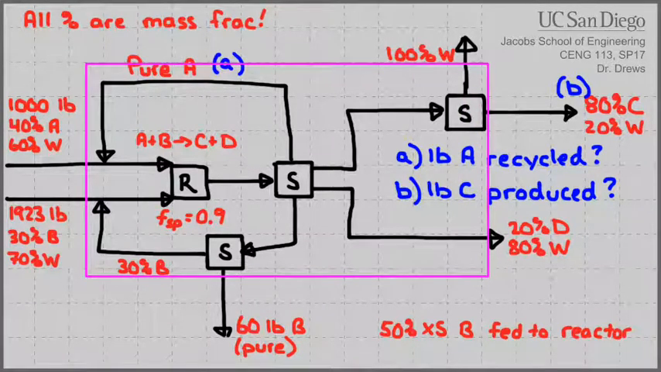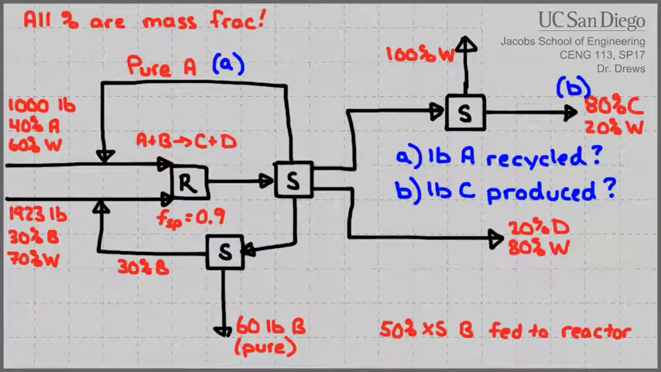And if you look at which streams are coming in, we know everything about these two. We know everything about this one coming out. We know a lot about these two coming out. And we know a fair amount about this one coming out. So that looks like a good place to start. Let's do a quick degrees of freedom analysis on the overall system.